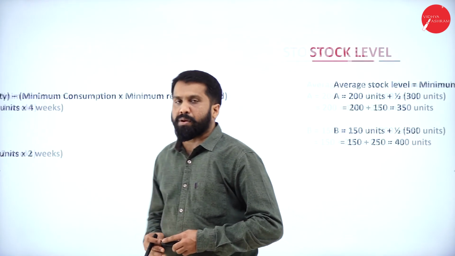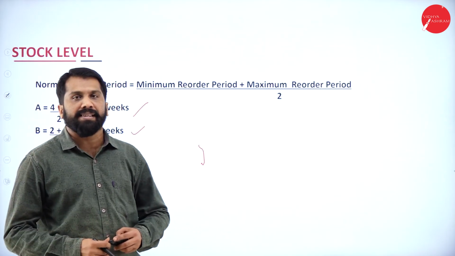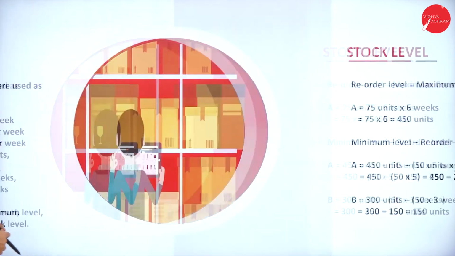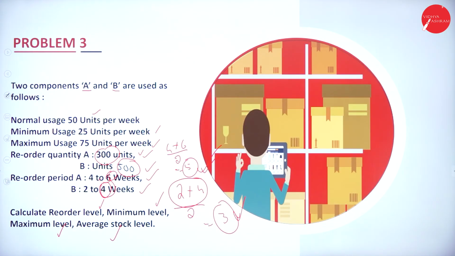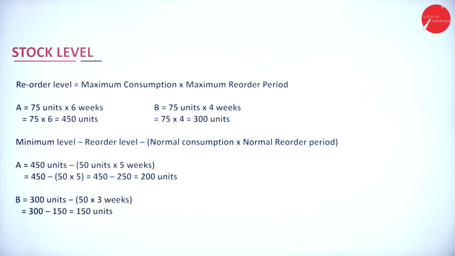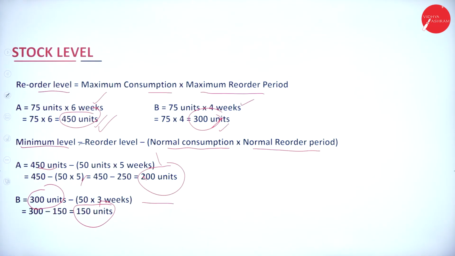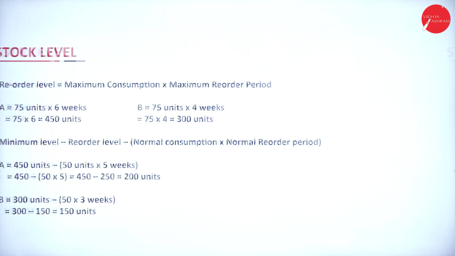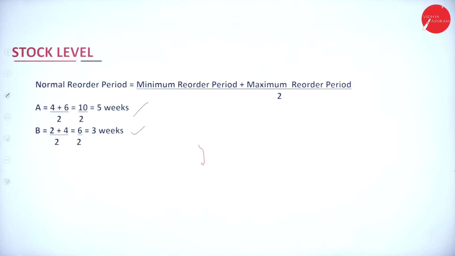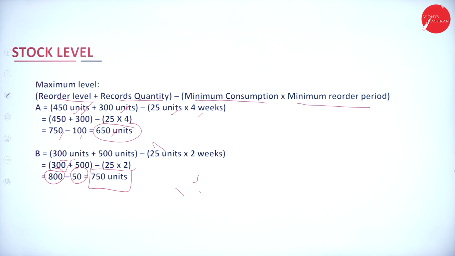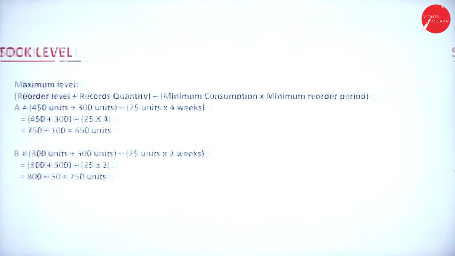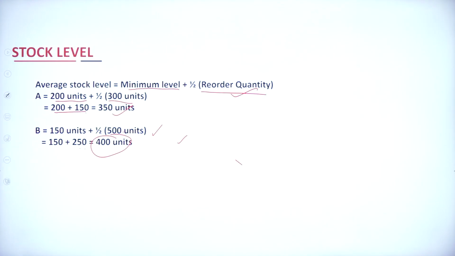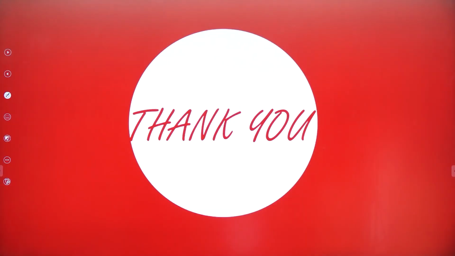I'll go back to your problem number 2 so that you can take a screenshot. This is your problem number 3 for the day. For the day, it is the second problem and we are doing all together the third problem. Stock level, reorder level and minimum stock level. This is your stock level, normal reorder period. This is your stock level, maximum reorder level. This is your stock level, average stock level.